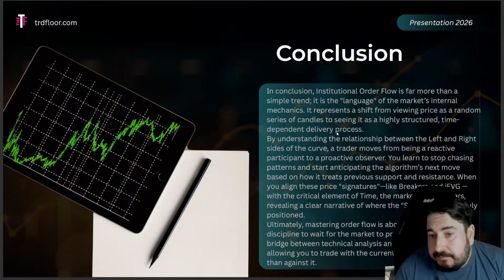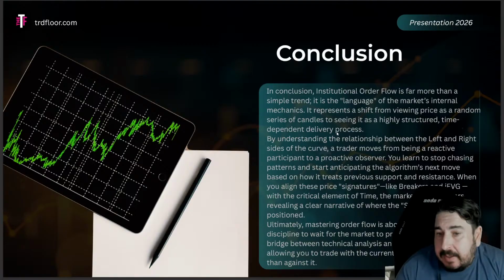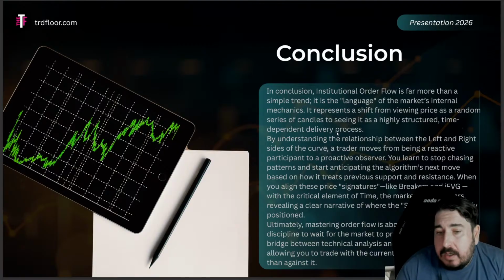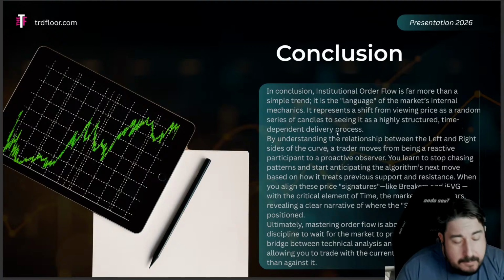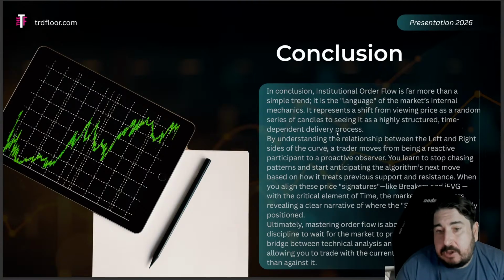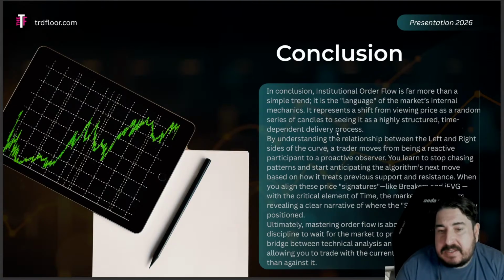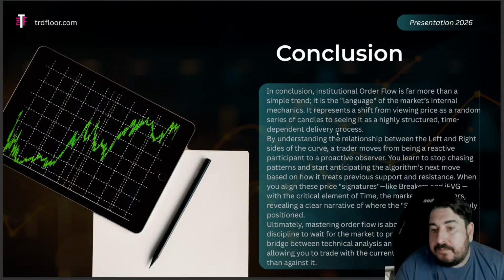In conclusion, institutional order flow is far more than a simple trend. It is the language of the market's internal mechanics. It represents a shift from viewing price as a random series of candles to seeing it as a highly structured, time-dependent delivery process. By understanding the relationship between the left and the right sides of the curve, a trader moves from being a reactive participant to a proactive observer.